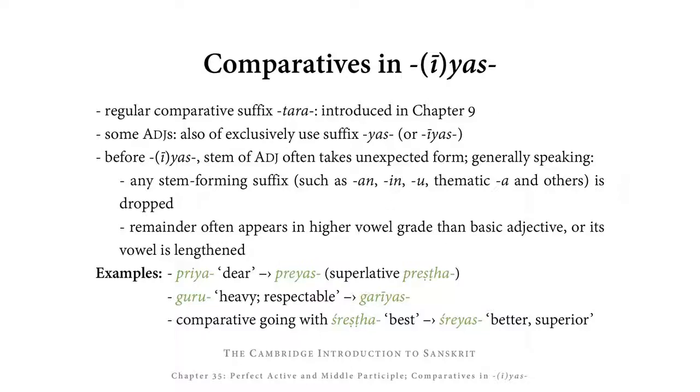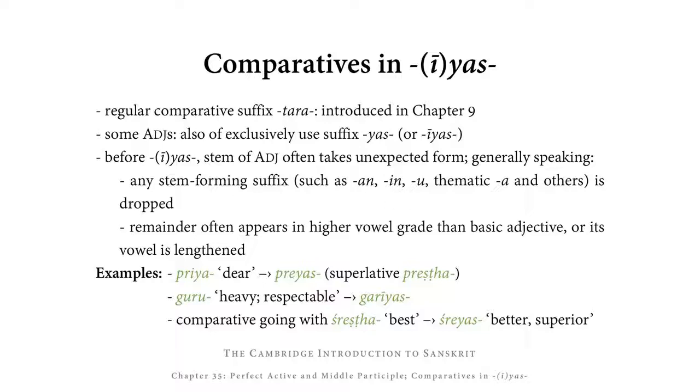A form that declines fairly similarly to the perfect active participle in vas is comparatives in yas or ias. We already encountered the regular comparative suffix, which was tara. This was introduced in chapter 9, and if you remember, it's added fairly straightforwardly onto the adjective stem. So, for example, from an adjective like priya, meaning dear, I might get a comparative form priyatara, meaning dearer.